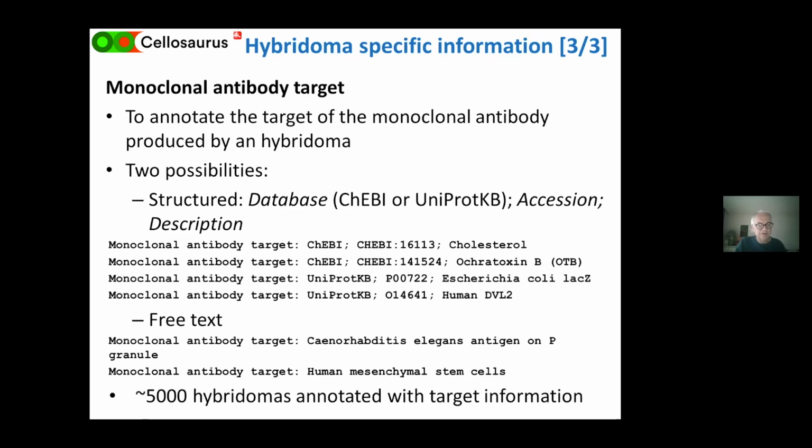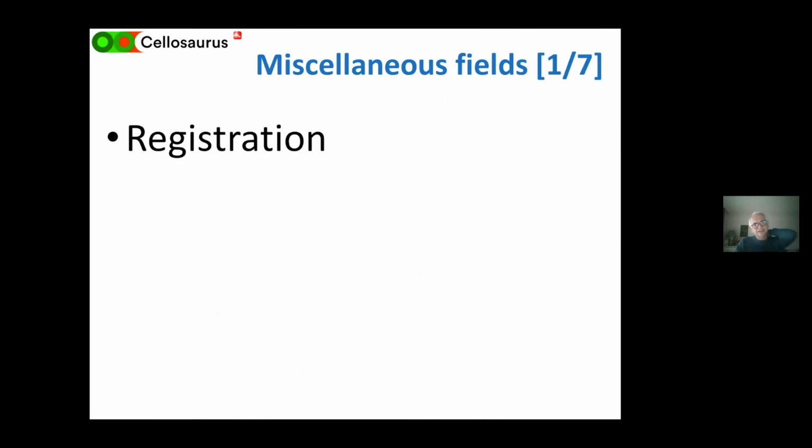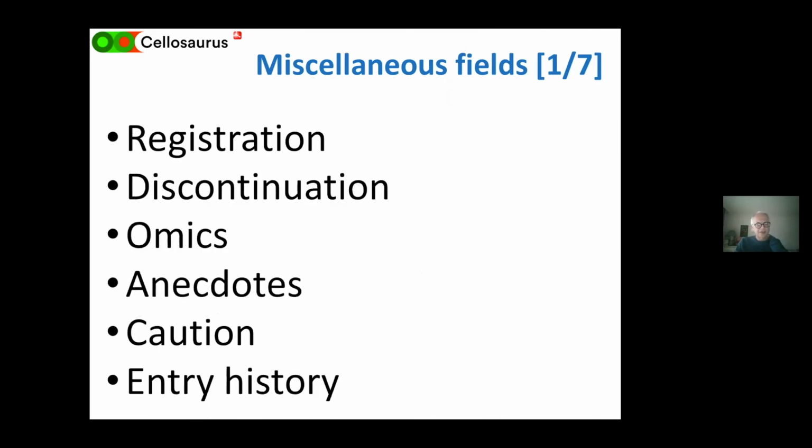And there's about 5,000 hybridoma with this target information. Now, I got here 7 miscellaneous fields, which I'm not going to go over again in a lot of detail because of lack of time. I'm going to concentrate only on 3 of them: registration, discontinuation and caution, and entry history.